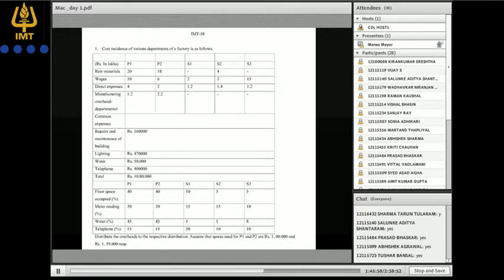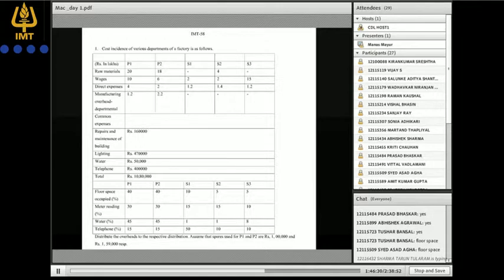Correct? So we will start with the first cost, that is repairs and maintenance of building. Now what should be the basis of distribution of this cost? On what basis can repair and maintenance cost be distributed? Yeah, tell me on what basis the repair and maintenance of building costs could be distributed. Yes, so it should be distributed on the basis of floor space area, right?